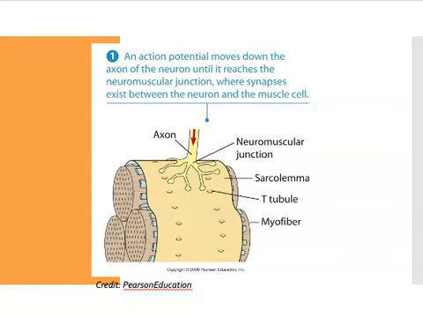Another ATP is going to bind. It's going to get hydrolyzed. The myosin head's going to let go. And then the whole thing's going to repeat. And the sarcomere is going to get shorter and shorter and shorter. Muscle contraction.